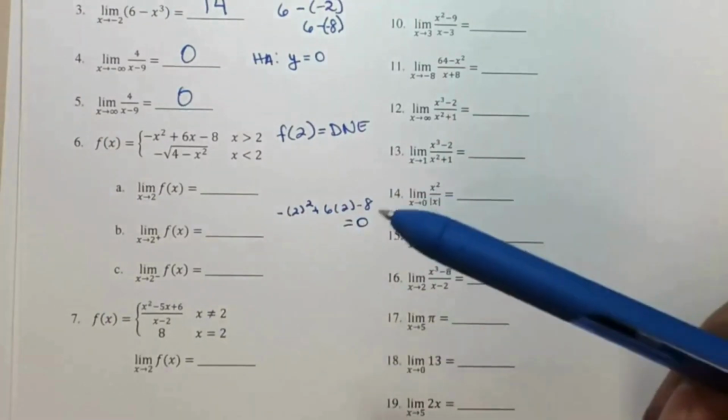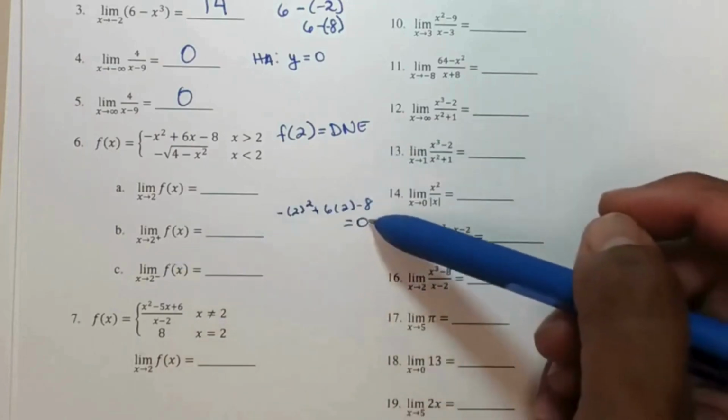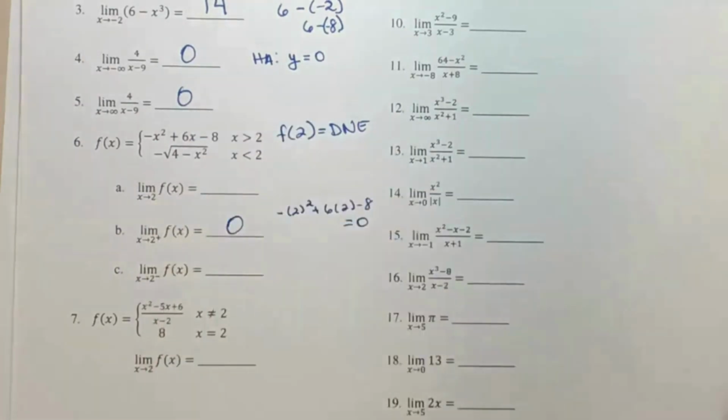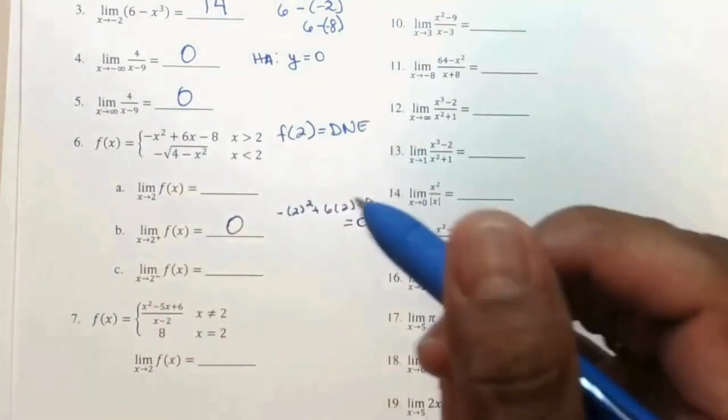Well, if you keep plugging in numbers like 3 or anything like that, you're going to notice that it's just going to get closer and closer to 0. So from the right, our limit is 0. What happens if I plug in 2 into the other one?